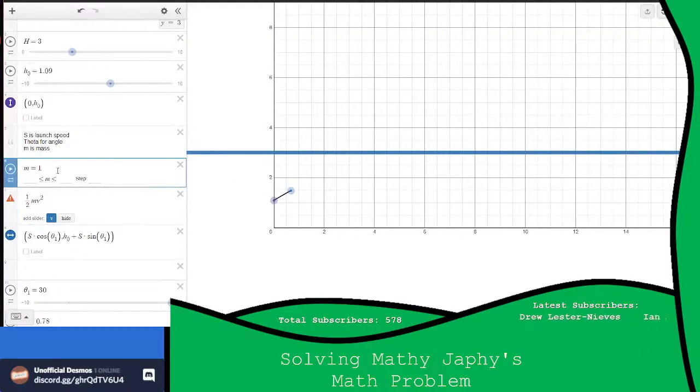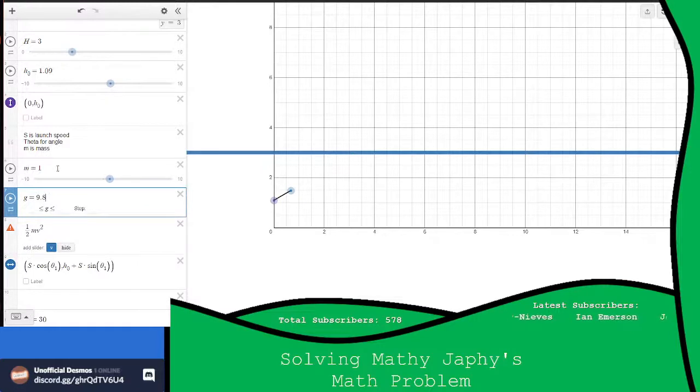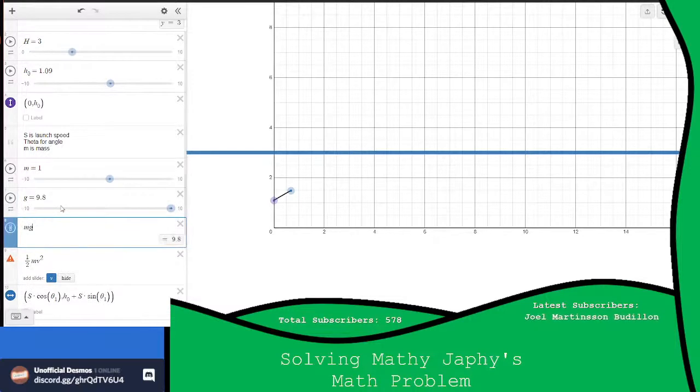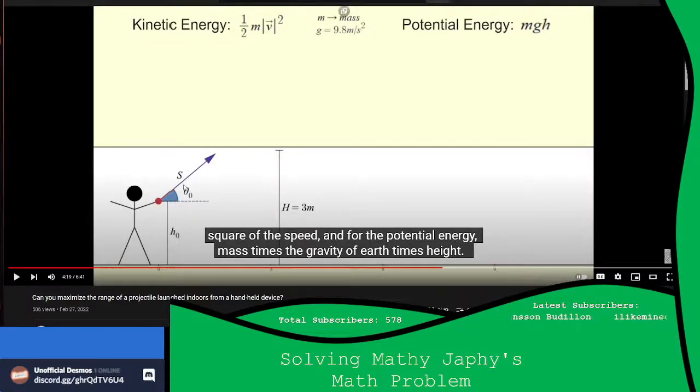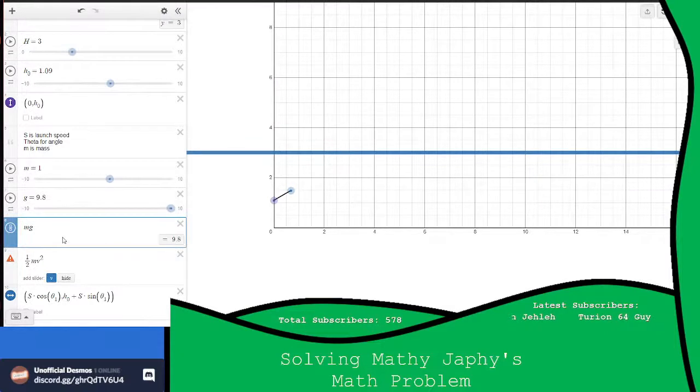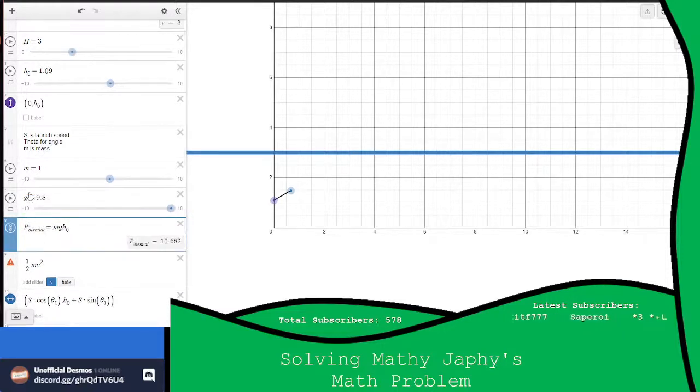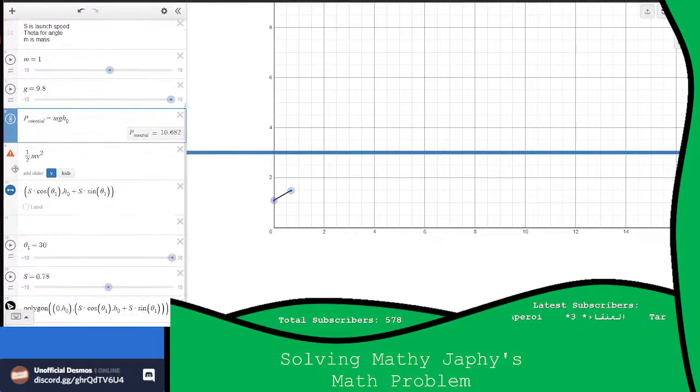G is going to be 9.8. And what even is h here? Which h? Oh. It should be that h, because when it's at 0, there's no kinetic energy and it has all of its potential energy. So it should be gh. No. Equals. And then.